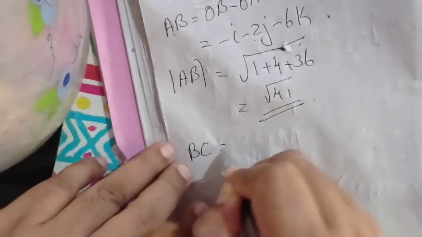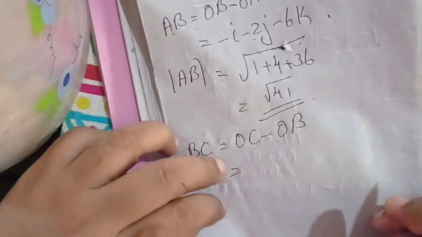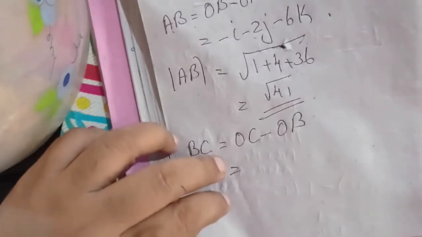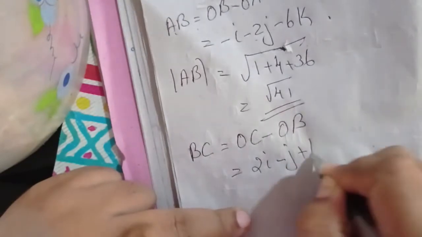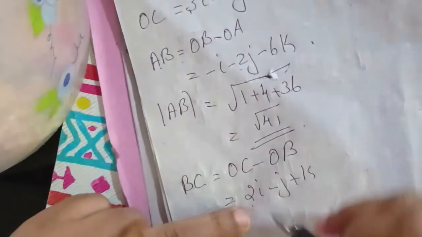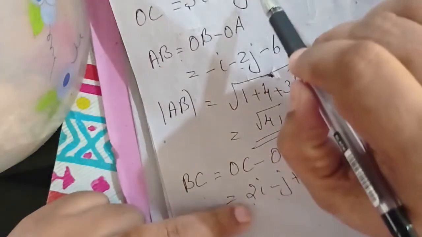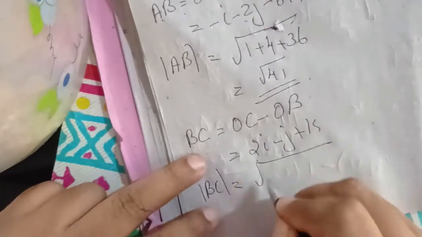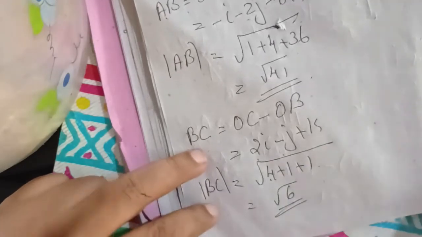Next, find BC. What's the formula? BC means OC minus OB. Say the answer for BC: 2i minus j plus k. OC minus OB: 3i minus i gives 2i, minus j, minus 4 plus 5 gives plus k. Okay. Then find the modulus of BC. Root of 4 plus 1 plus 1. Is it root 6? Okay.